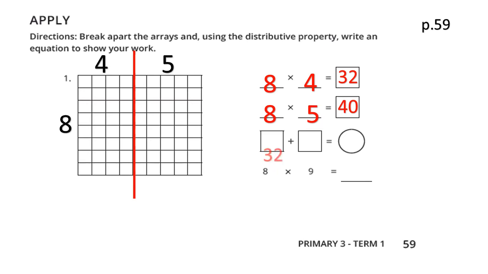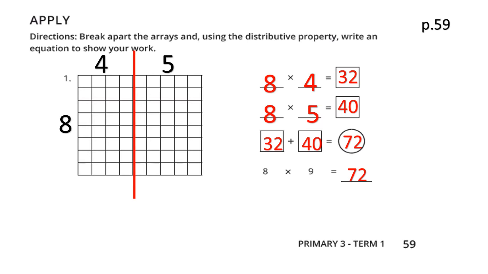So here, the first equation is 8 times 4 equals 32, and the second equation is 8 times 5 equals 40. This is the first product, and this is the second product. And we find the sum of both. 32 plus 40 equals, yes, very good, 72. So 8 times 9 equals 72.